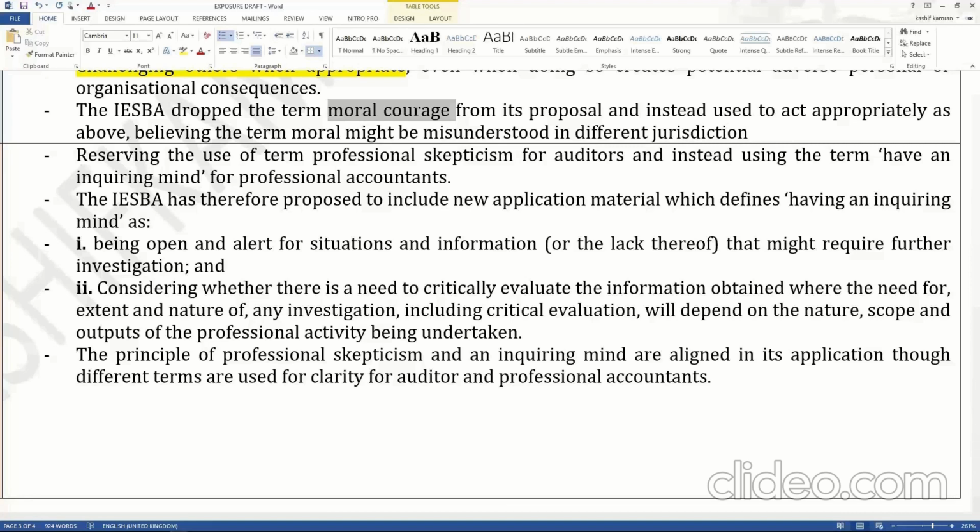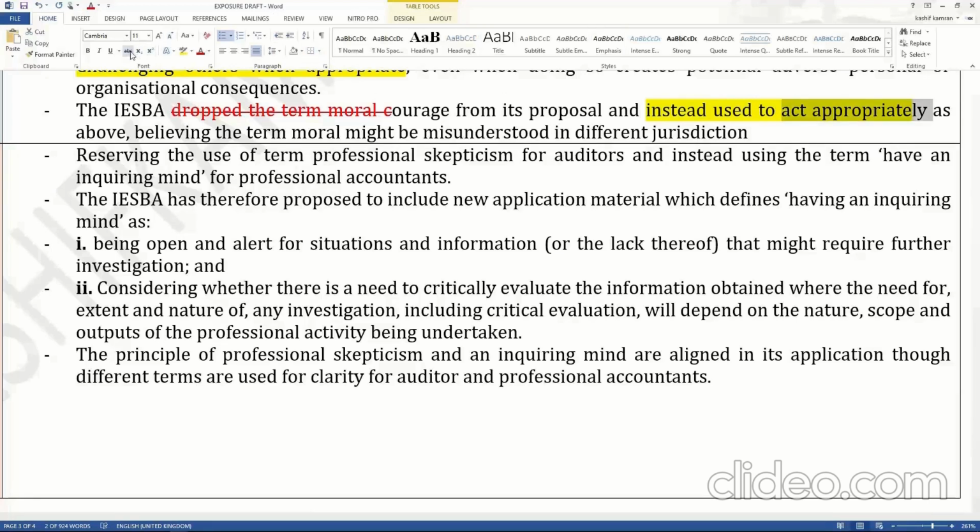But the code of conduct has dropped the term moral courage for integrity, crossed through, because they thought that moral courage might be a misunderstood term, and instead they brought in the term to act appropriately. Act appropriately. So what is the jargon you will be using in the exam paper? Moral courage or to act appropriately in a given situation?